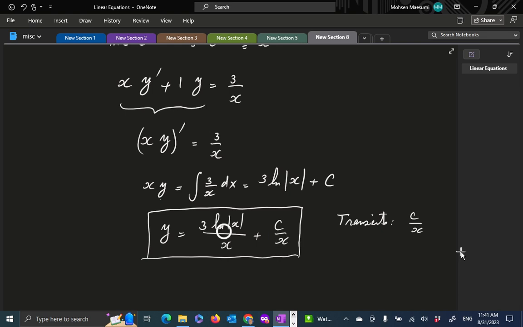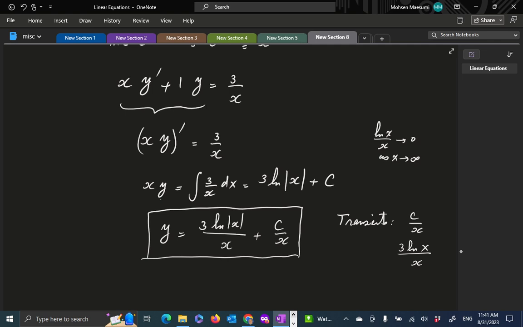Interestingly enough, this is also transient. If you know from calculus, logarithm is a very lazy function. It doesn't grow that fast. It loses the competition to x. Logarithm of x over x goes to 0 as x goes to infinity. One of those things that you do by L'Hopital or by somebody. What that means is that this component also is a transient component.